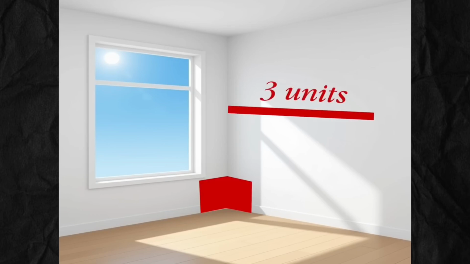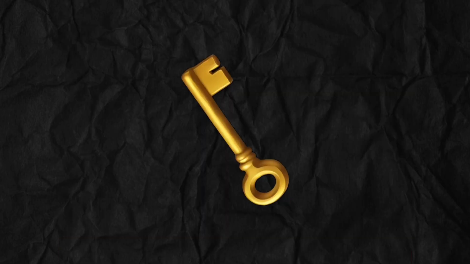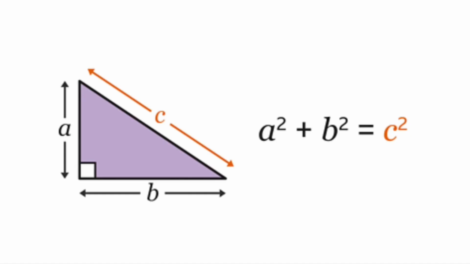If you need to know whether a corner of a building is truly square, you measure 3 units along one wall, 4 units along the other, and check that the diagonal is exactly 5 units. If it is not, the corner is not square, and everything built from it will be off. The key point is that one theorem lets you calculate the length of any side of a right triangle if you know the other 2.